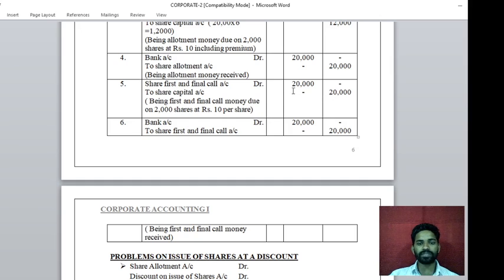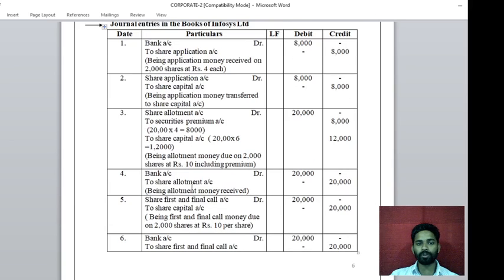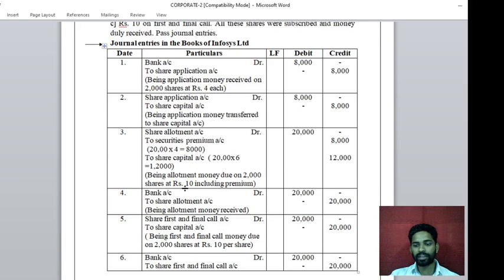After receiving, they are going to transfer to the share first and final call accounts. Now see, bank account debit rupees 20,000 to share first and final call account credit rupees 20,000. So this being first and final call money received. Like this we have to solve problems on the issue of shares at premium.